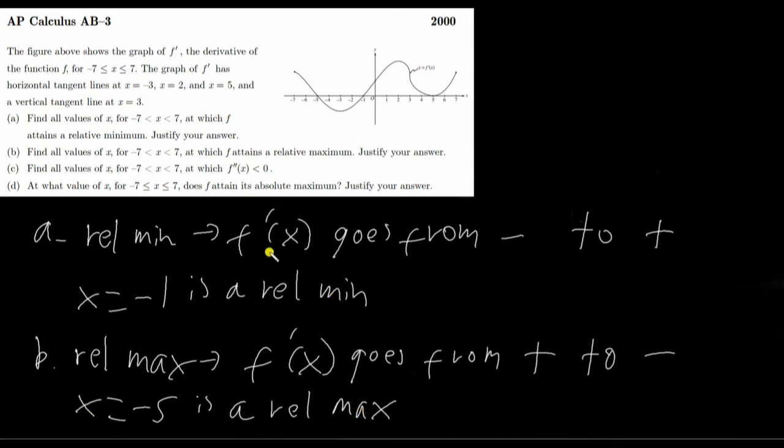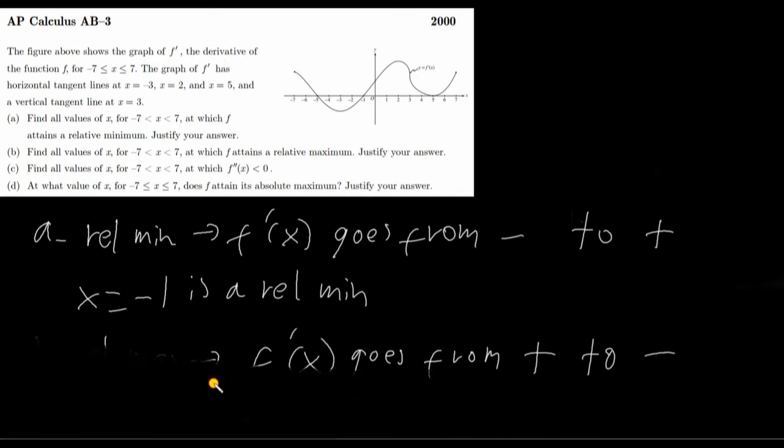And for both of these parts, part A and part B, it's 2 points. 1 point for correctly finding either x equals -1 or x equals -5, and then you get another point for the justification. So 2 points in part A, 2 points in part B.